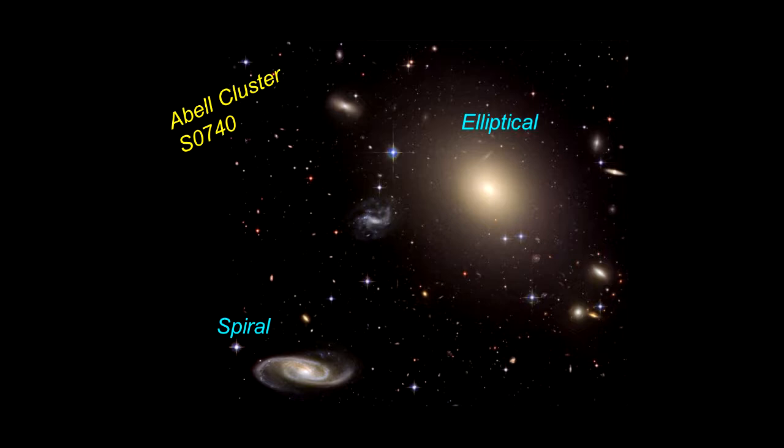So here's a galaxy cluster, S0740, and a giant elliptical shows up here, and a spiral, and many other galaxies interspersed throughout this image. Most of the lights, the dots of light, are galaxies. Hundreds and even thousands of galaxies in an image.